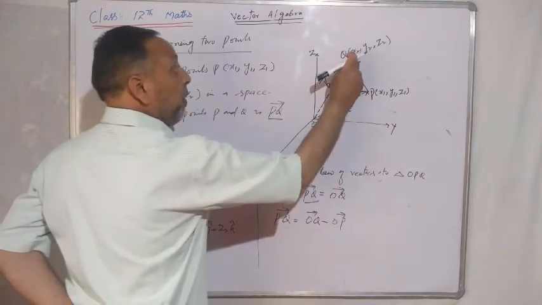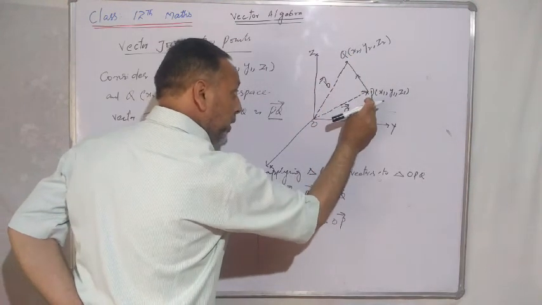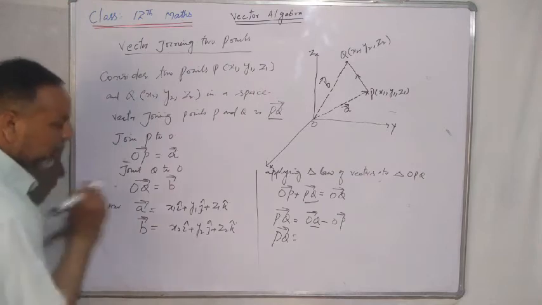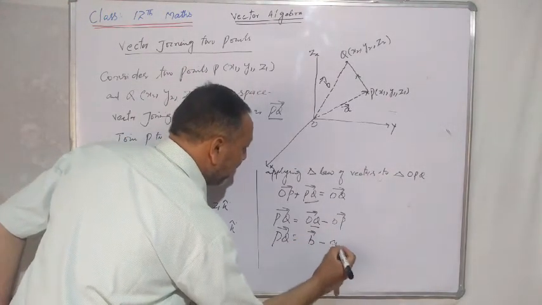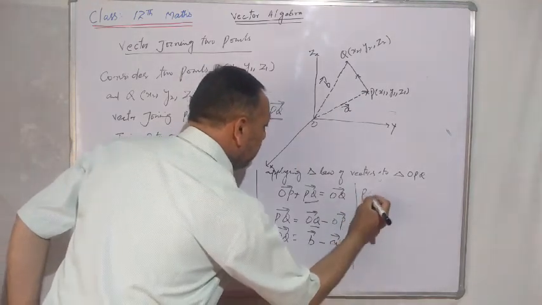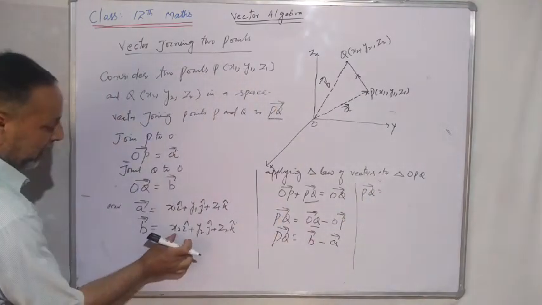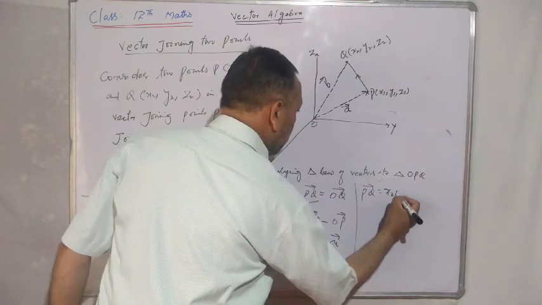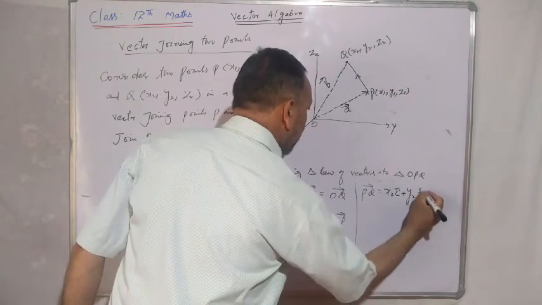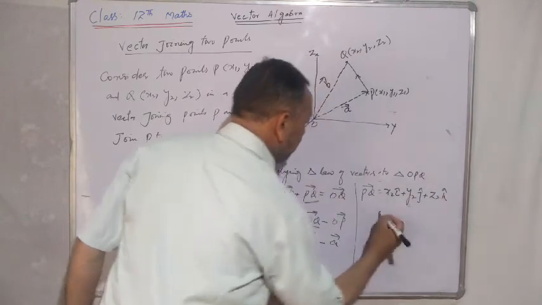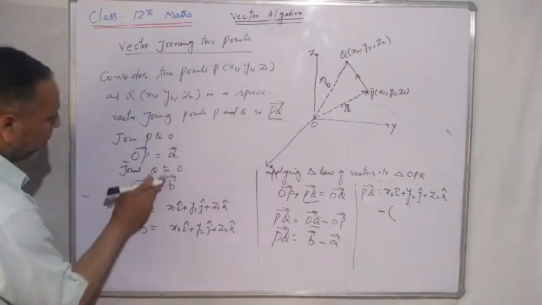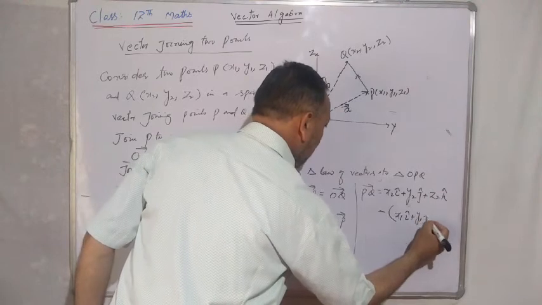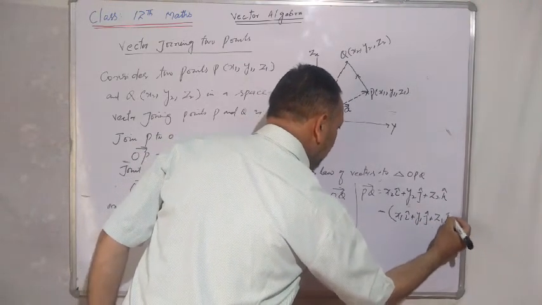What is OQ? It's the position vector of point Q. And what is OP? It's the position vector of point P. So that means PQ is equal to the position vector OQ, which I have kept as vector B, minus OP, which is vector A. So vector PQ is x2 i cap plus y2 j cap plus z2 k cap minus x1 i cap plus y1 j cap plus z1 k cap.